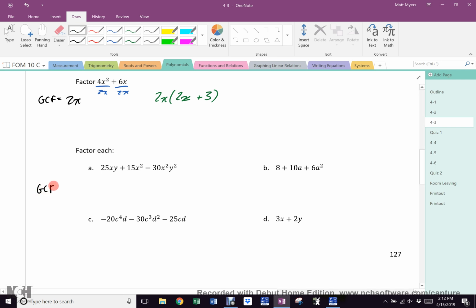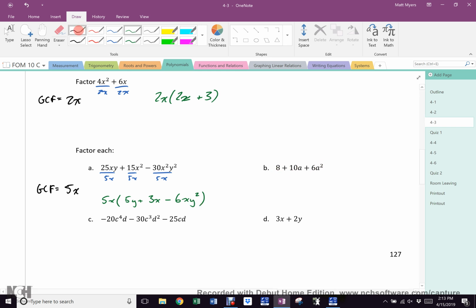So, what was my GCF? 5x. Because there's an x in all of them. Step 2, divide them all by my GCF. Step 3, write it out. GCF first, then all your answers. How many answers do I need here? 3. What is the first one? 5y. Plus, what is the second one? 3x. What is the third one? Negative 6xy squared.